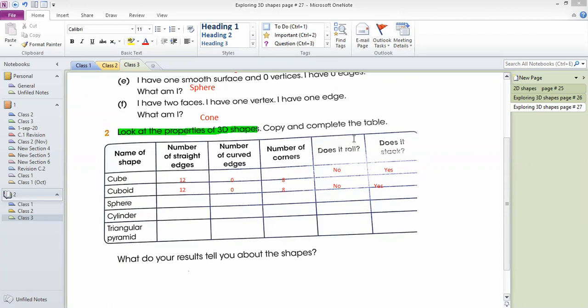Zero. Very good. I will write zero here. Now tell me, how many curved edges are there in a sphere? Answer me in the chat box. How many curved edges are there in a sphere? Very good, Ammar Khalid, Jihad.